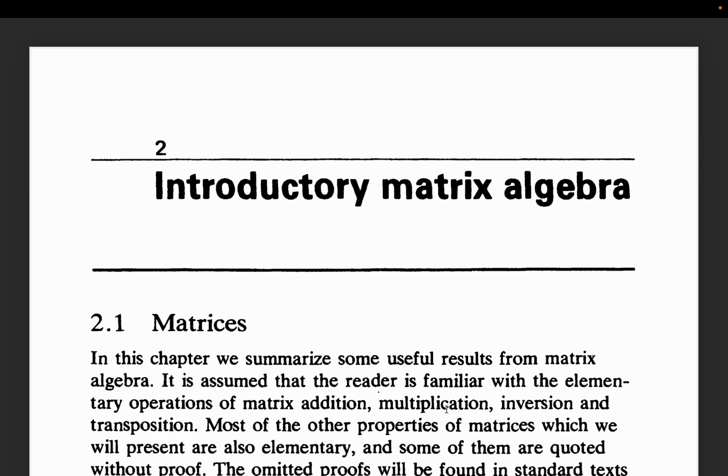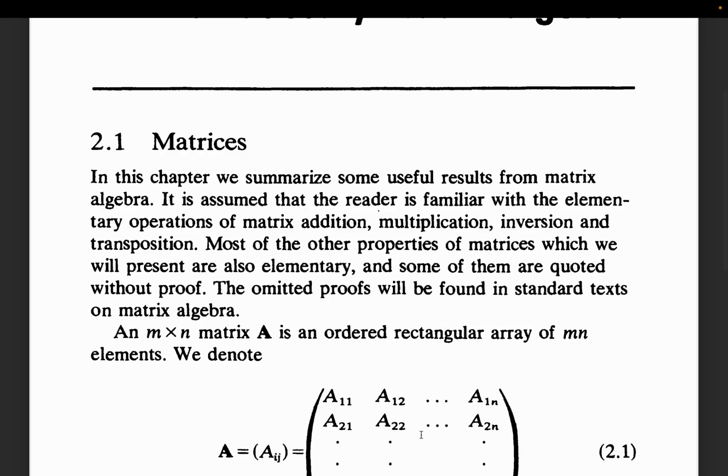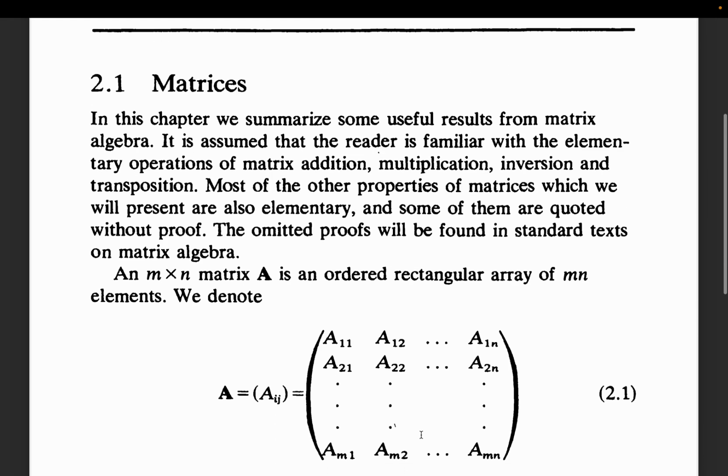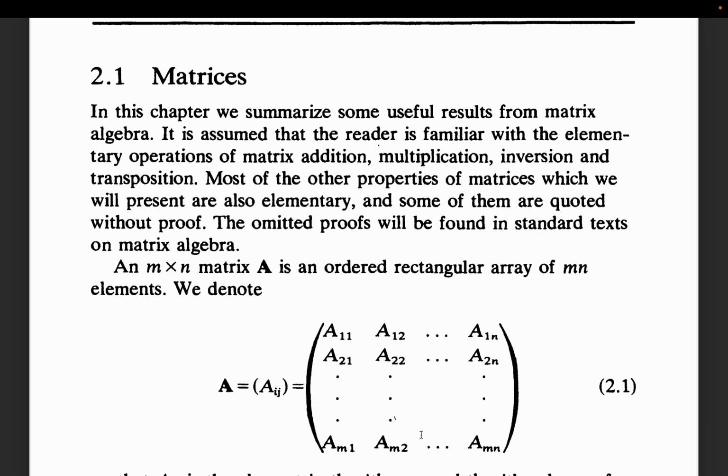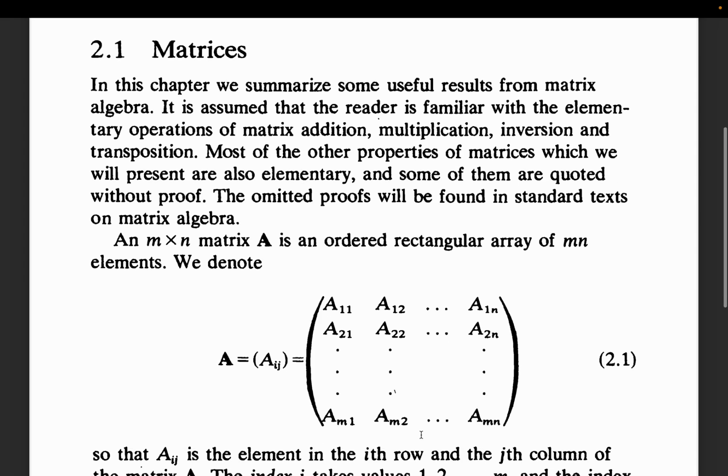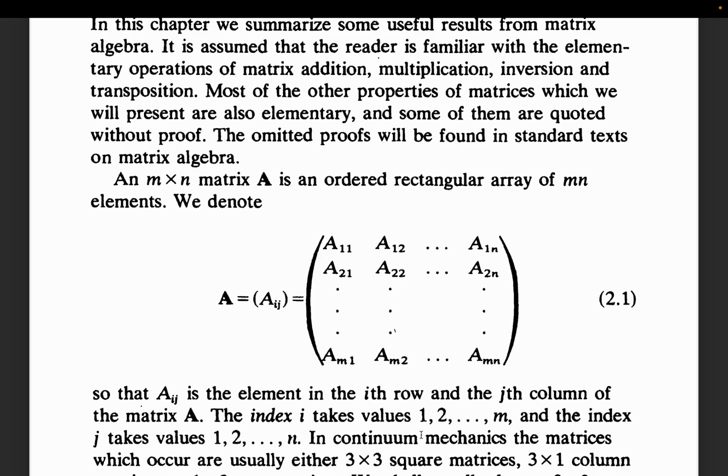In this video, we will recall introductory matrix algebra. An m cross n matrix A is written as a regular array of m times n elements. We denote it by A_ij, where i denotes the row and j denotes the column.